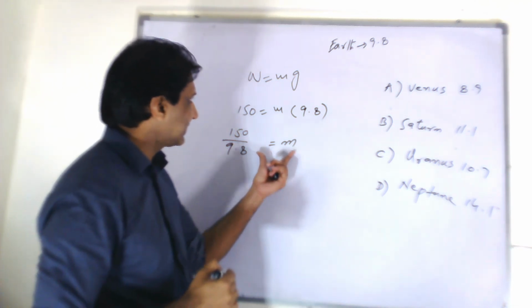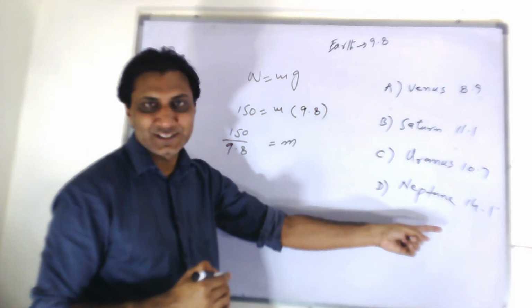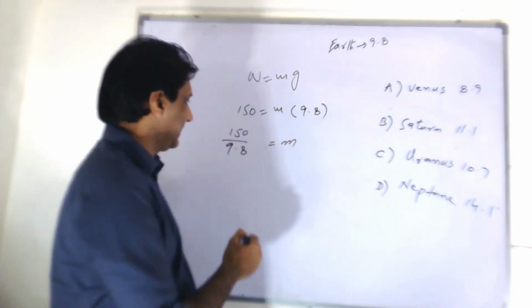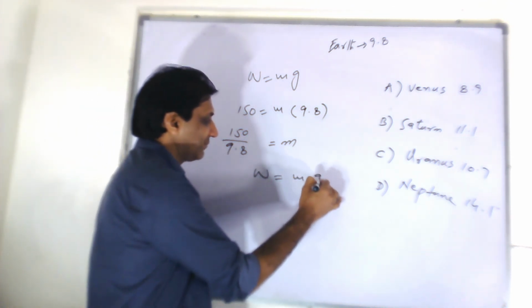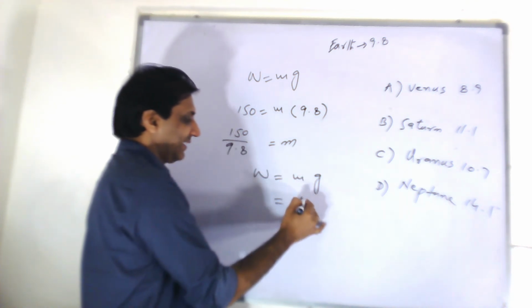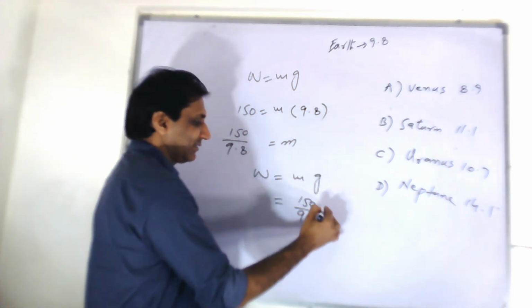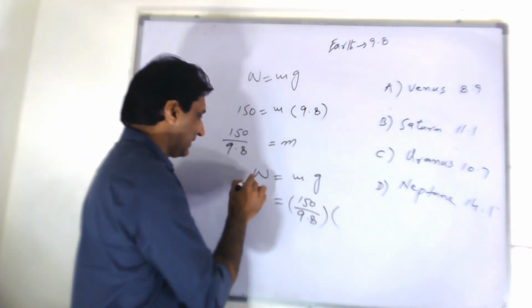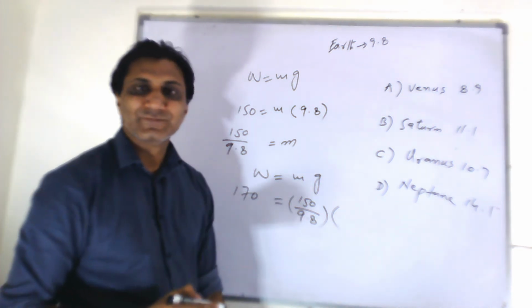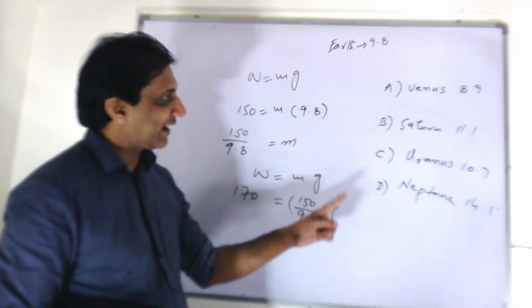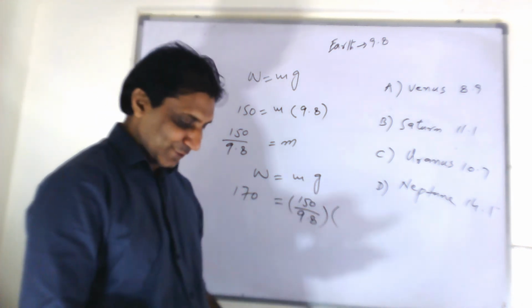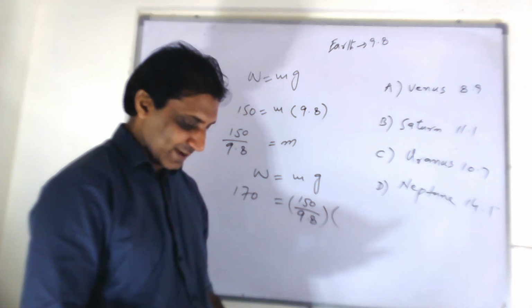So with this mass and these 4 options here, he says the weight should be 170. So we have to see that W is equal to mg. M we got 150 over 9.8. Which value of g will give you 170? So keep putting the values. 8.9, 11.1, 10.7. Let's do it together. I didn't do it before. So just calculate it once. 150 over 9.8, 150 divided by 9.8.